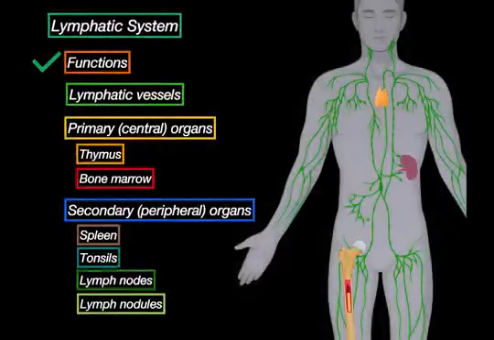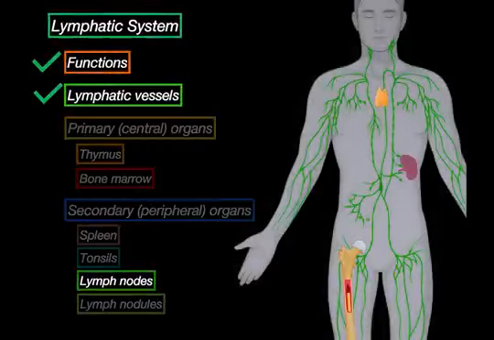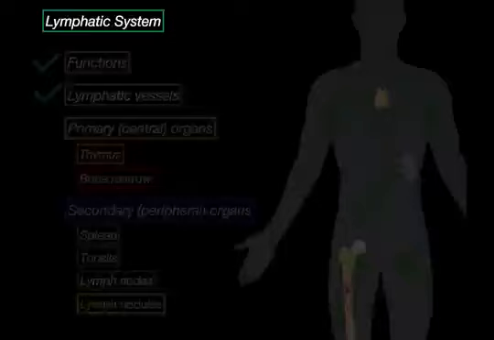That was the lymphatic vessels, so let's tick that one off as well. Now what I want to do is skip all of these topics for now and start with the lymph nodes. What they are, how they work, and why we have them in the first place. We will then continue with the primary and the secondary lymphatic organs so it becomes logical.